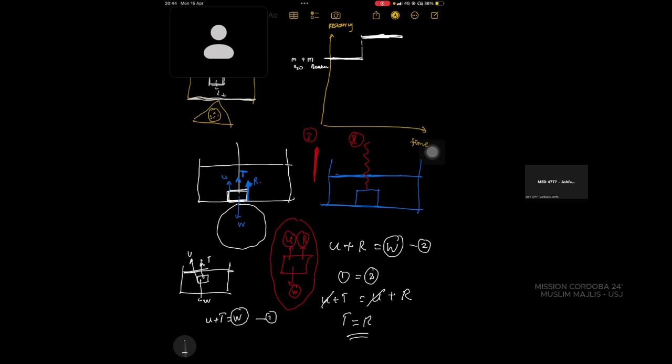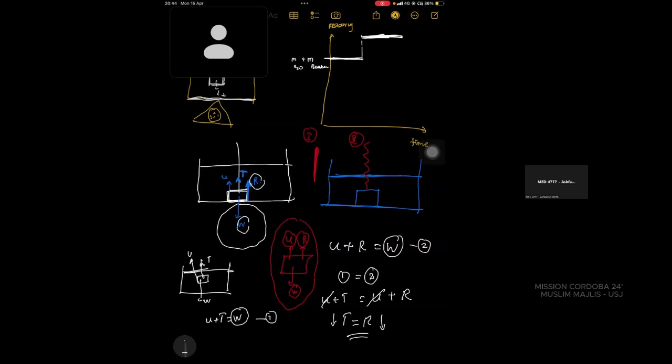What is R? R is the reading of the scale. That is important. That means the perpendicular reaction is equal to the reading of the scale. So the reading of the scale is tension. Tension initially had a value and then it decreased. So tension will decrease, and R will also decrease. Is it clear?